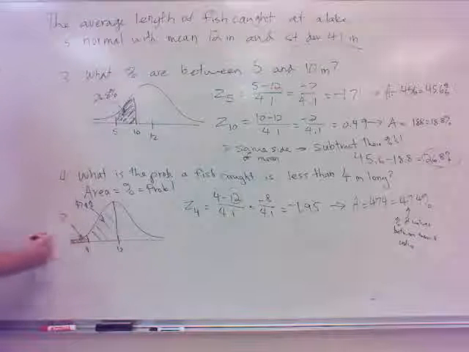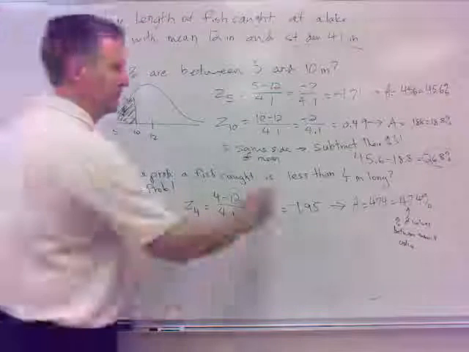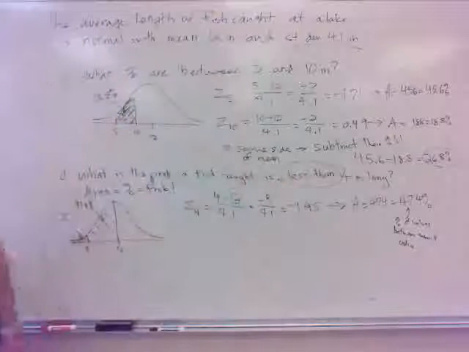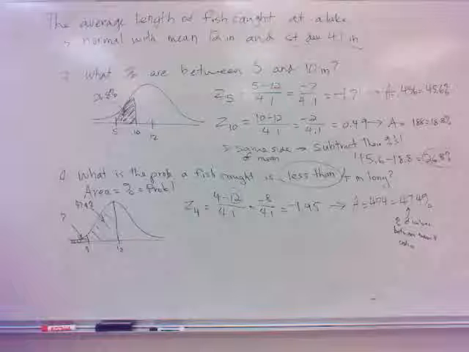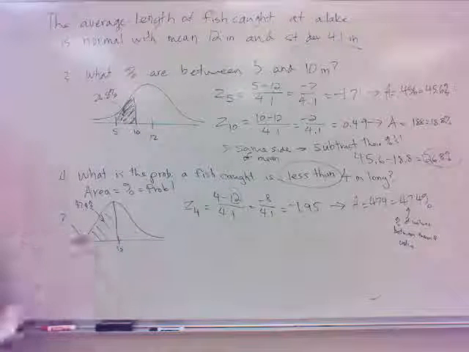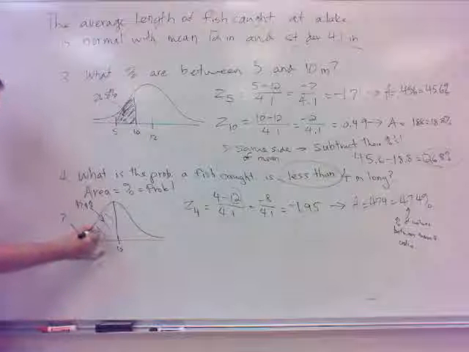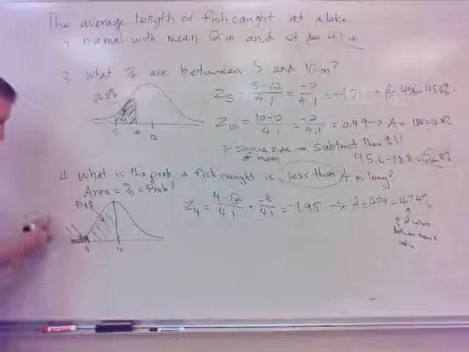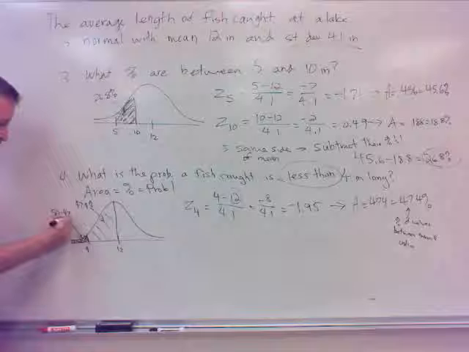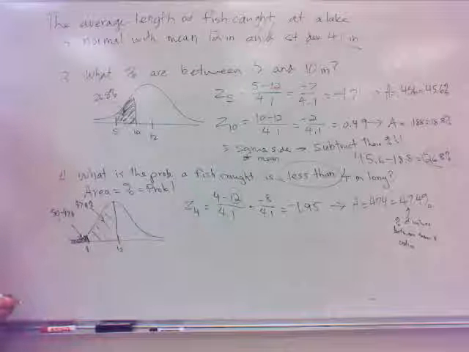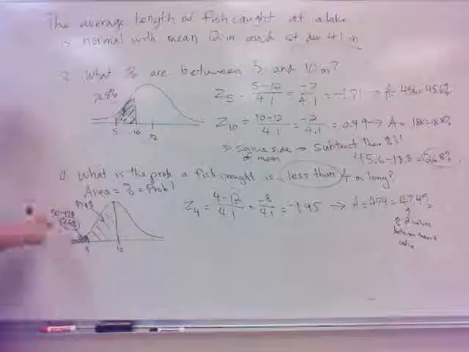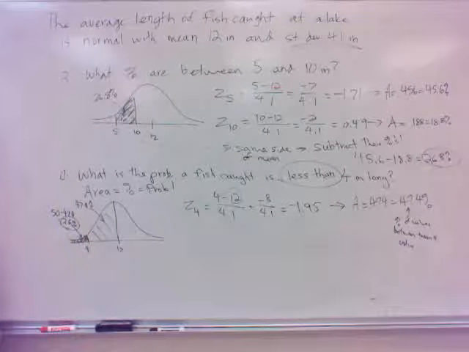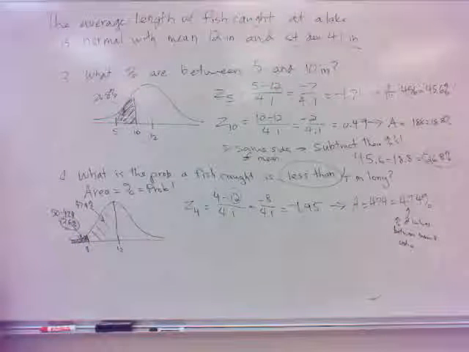How am I going to get the less than? Well, remember we talked about it. Anytime it has the less than or more than phrase, that's usually adding to or subtracting from 50. Which is it here? Subtract from 50. Since this piece is 47.4, this piece is going to be 50 minus 47.4, which is 2.6%. So the probability is 2.6%, or 0.026 if you want it that way. Okay?